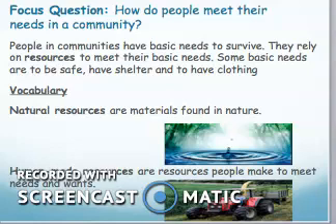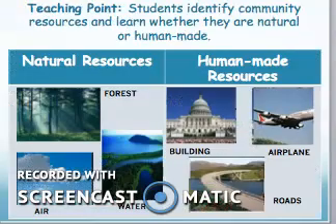So the vocabulary words that we're going to focus on in this lesson are natural resources, which are different types of materials that are found in nature, for example, like water. And also human-made resources, which are resources that people in a community make to meet their needs and wants. So today our teaching point is to identify community resources and to learn whether they are natural resources or human-made.